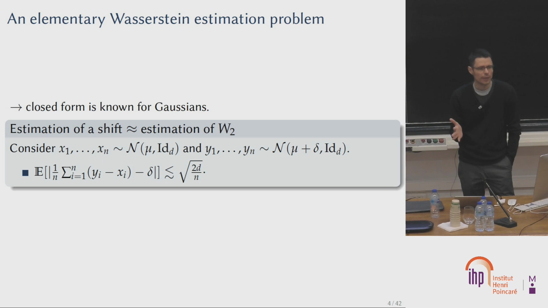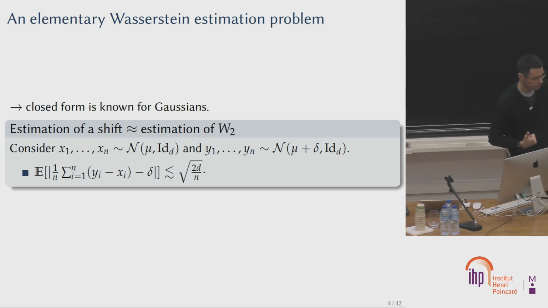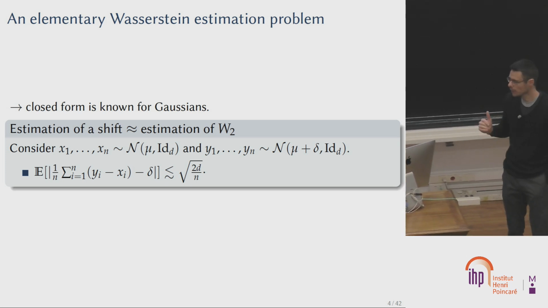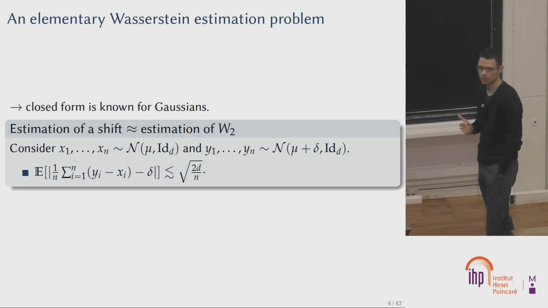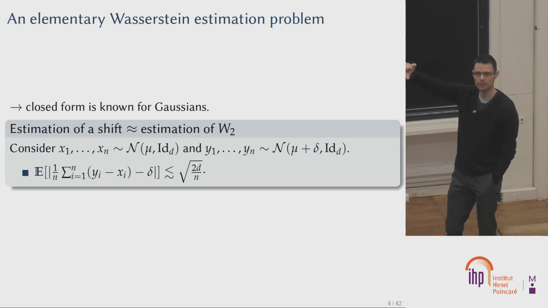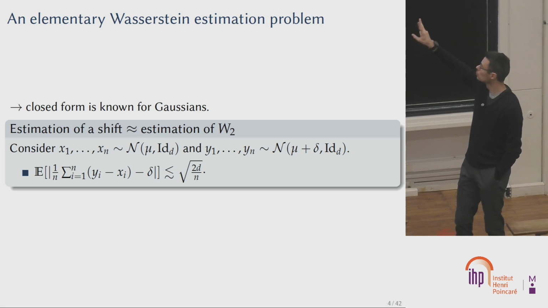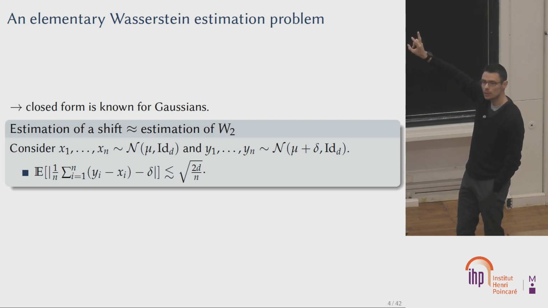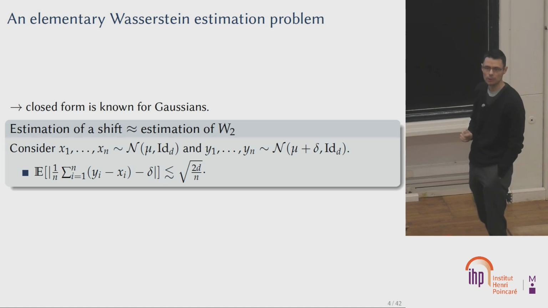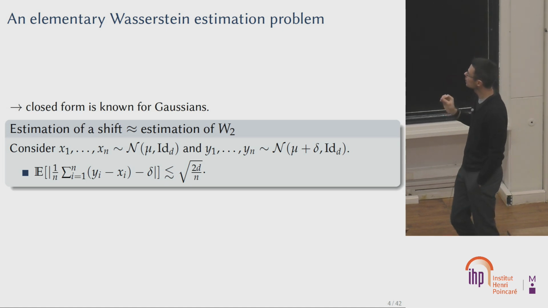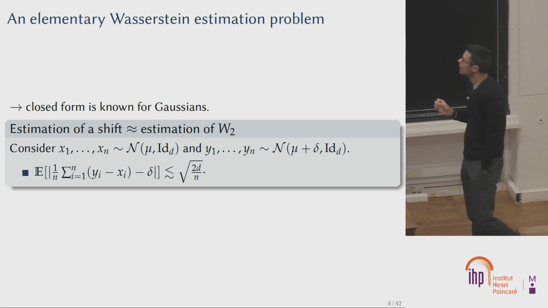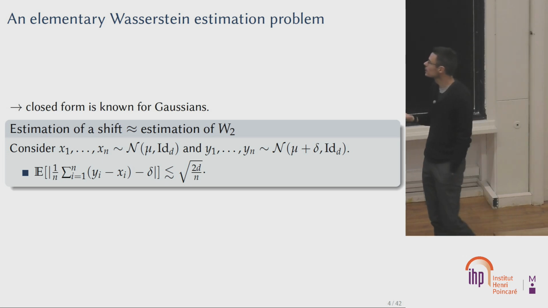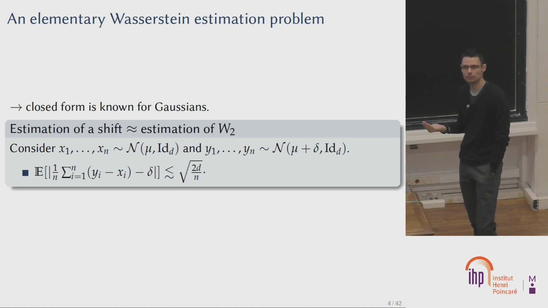So let me consider a super simple case. What can I do best? If I consider two Gaussian measures with identity covariance matrix, they only differ by the mean: mu for the first one and mu plus delta for the second one. And so for the Wasserstein 2 distance, it is explicitly known that what I want to find is delta, the difference of the two means, okay?